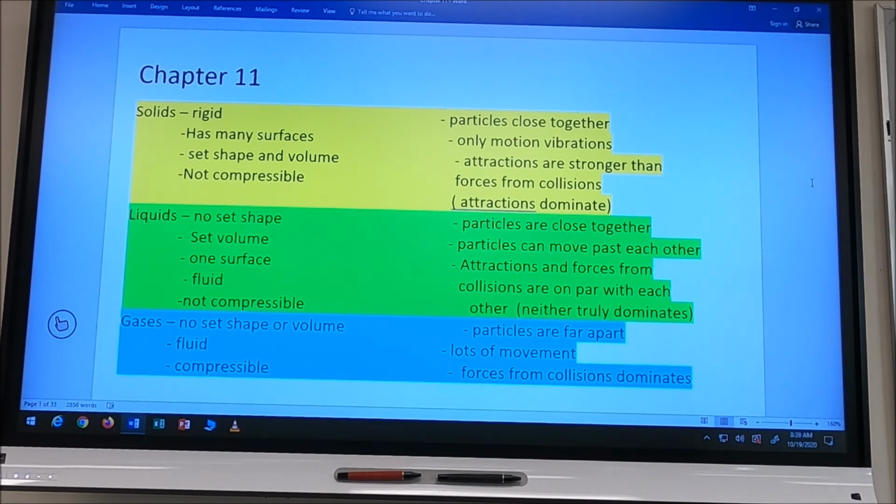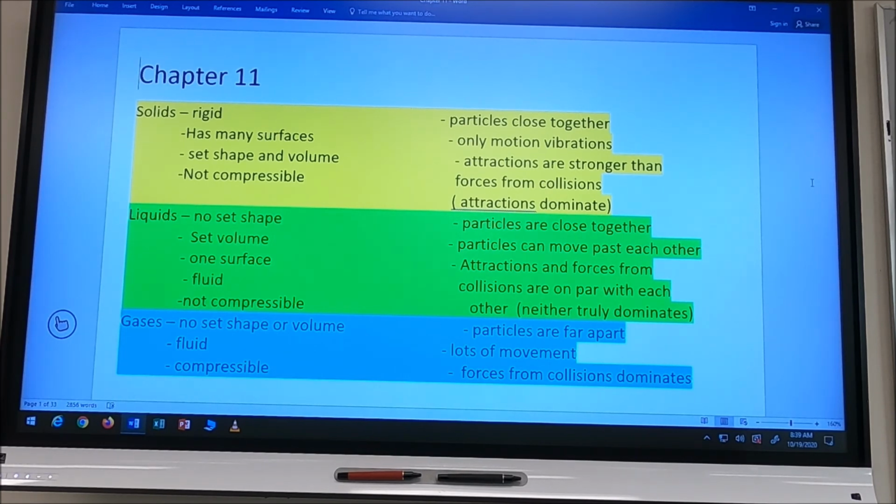If something is a solid, we say that it's rigid, it has many surfaces, it has a set shape and a set volume, and it's not compressible. That means on the atomic level that the particles, be they atoms or molecules, are close together. The only motion is vibrational motion. Attractions are stronger than forces of collisions, so they stick together, so attractions dominate.